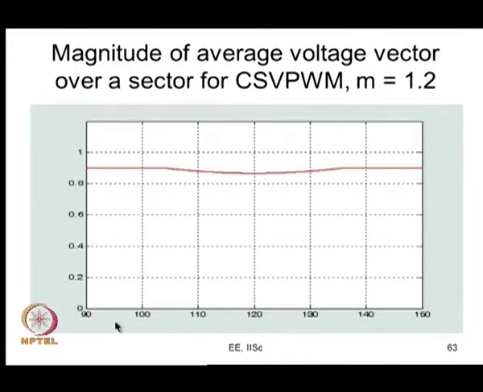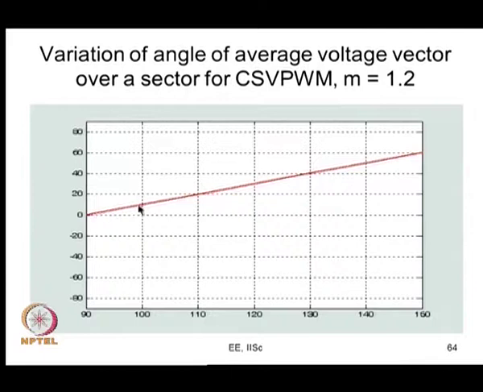Now, if you look at only one sector, you can see that more clearly. Here active vector 1 is applied, active vector 2 is applied, and here there is some switching between active vector 1 and active vector 2, and the magnitude varies like this. If you look at the angle of the average voltage vector, it is the same as the fundamental angle, it just rises linearly.